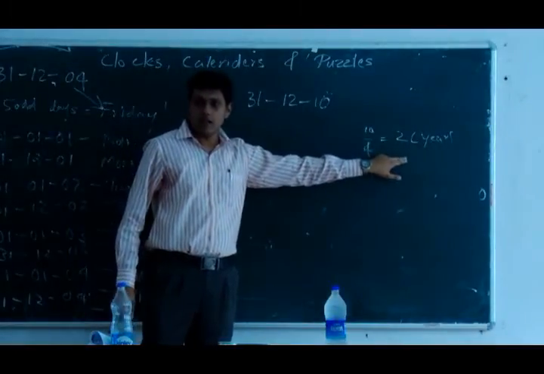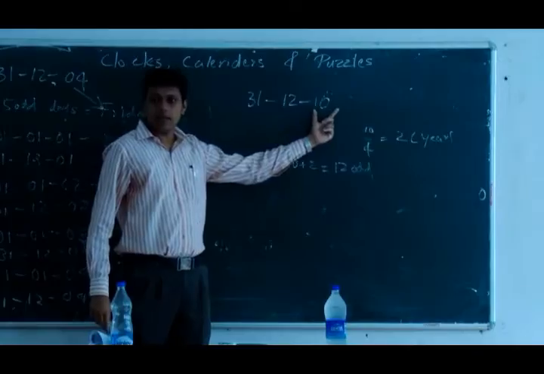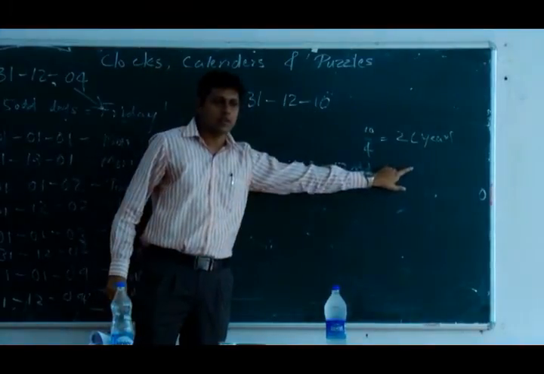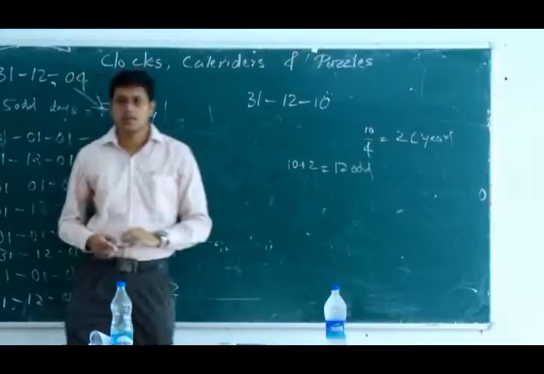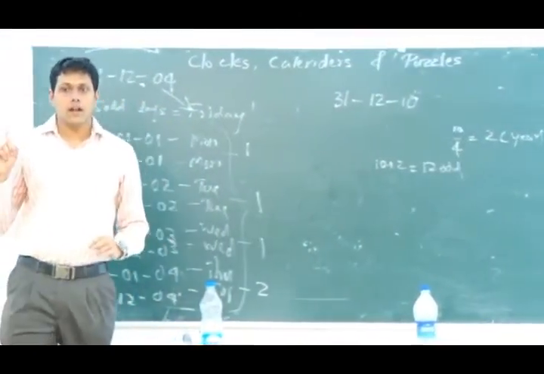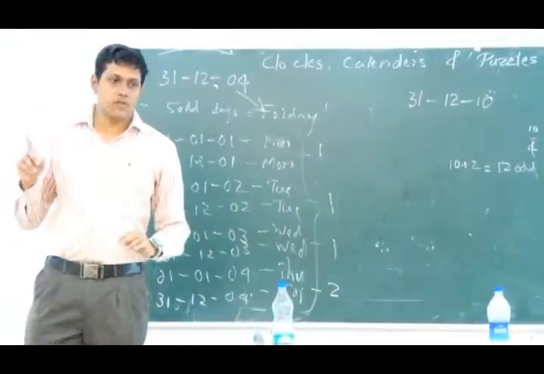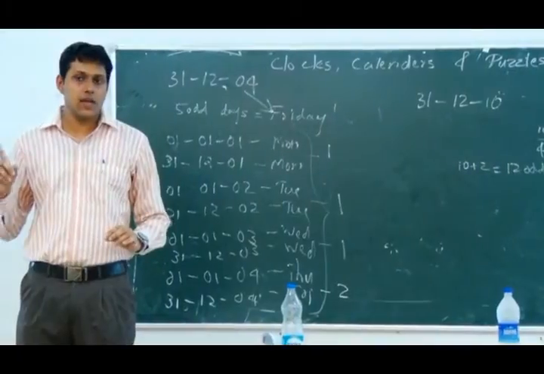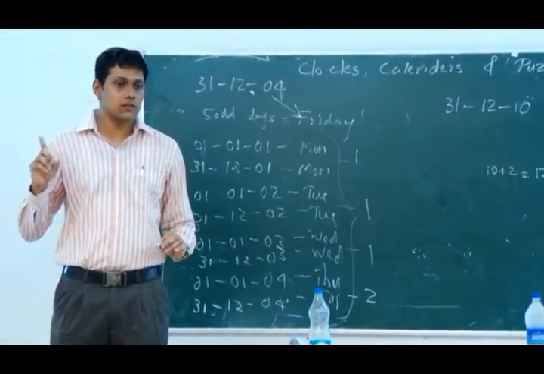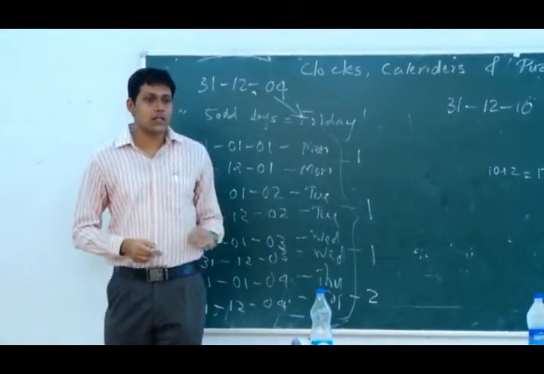That will give you the number of years. Then take the number of years plus the number of leap years. That will give you the total number of odd days, because we have 1 extra odd day when it comes to a leap year. Clear now? Okay. So I have 12 odd days.